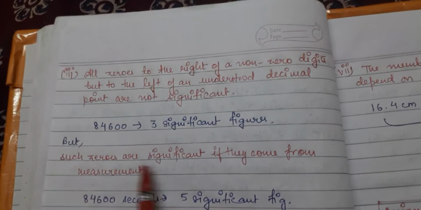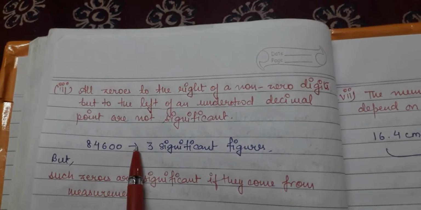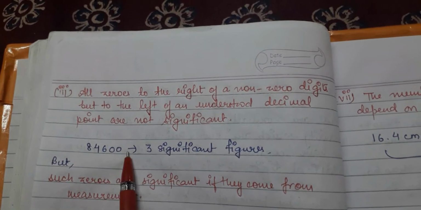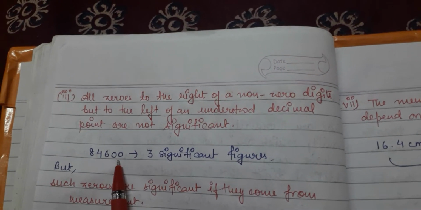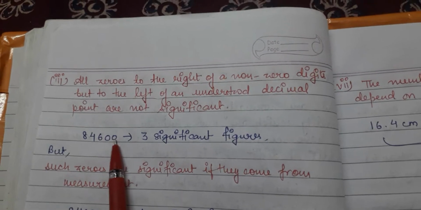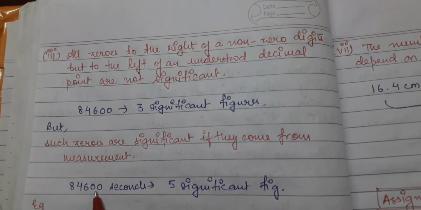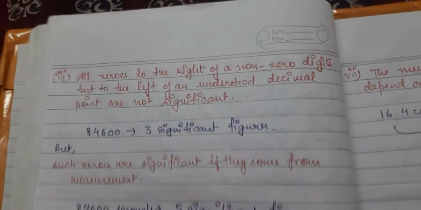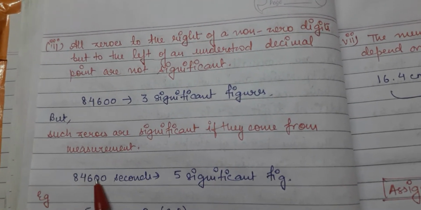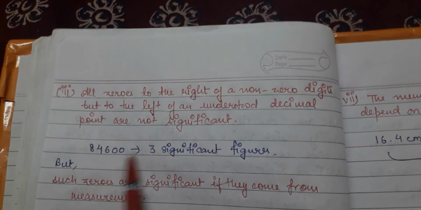but such zeros are significant if they come from measurement. Suppose I am writing a random number and it is not a measurement, it is just a random number. Then I will not include these 2 zeros because they are not coming from any kind of measurement. But if they are coming from a measured quantity, suppose I am taking 84600 seconds, then I will include these 2 zeros because now they become certain and I have confidence about them. So at that time the total number of significant figures in this number becomes 5. But if they are not measurements, they are just numbers, so we will not include these 2 zeros and we will write only 3 significant figures.